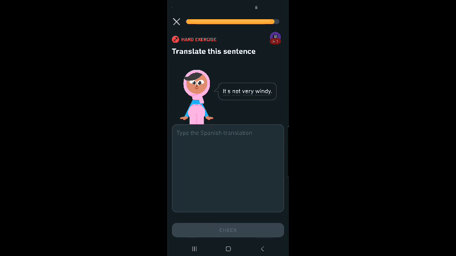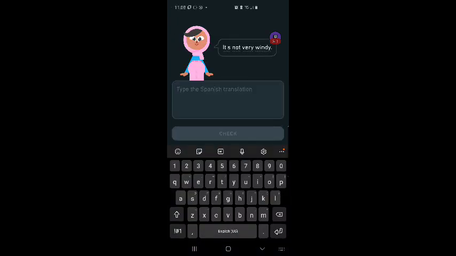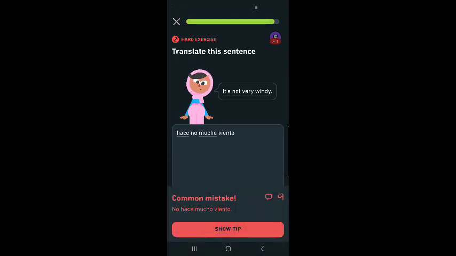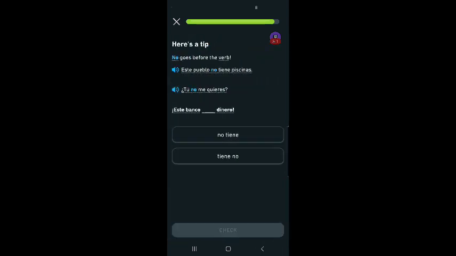It's not very windy. No hace mucho viento, okay. Okay, show tip. Oh, no goes before the verb.